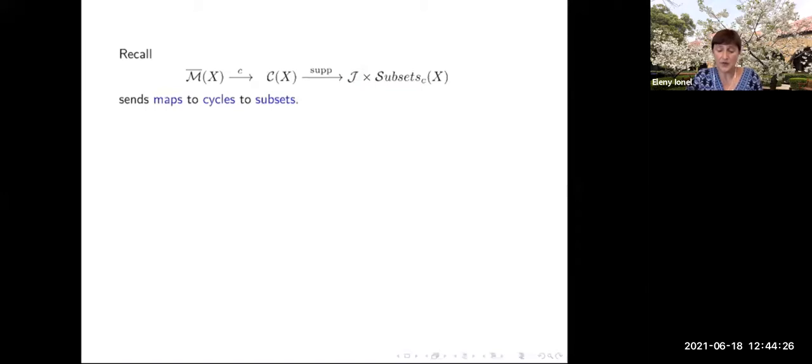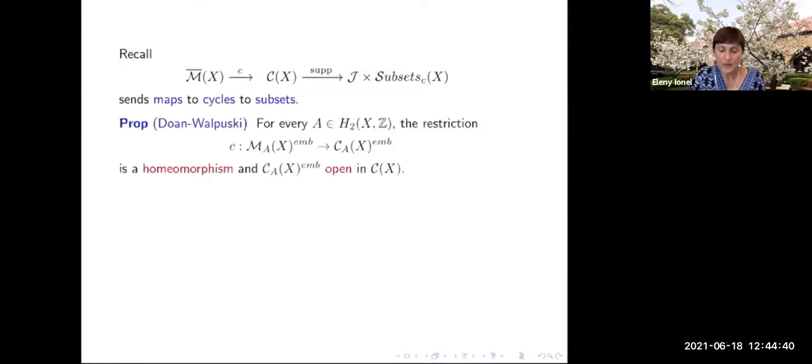Okay, and all these spaces have topologies, right? This one has the Gromov topology. This one has the geometric convergence topology. The subsets also have a natural topology, that of convergence in Hausdorff distance. And these are continuous maps. Okay.